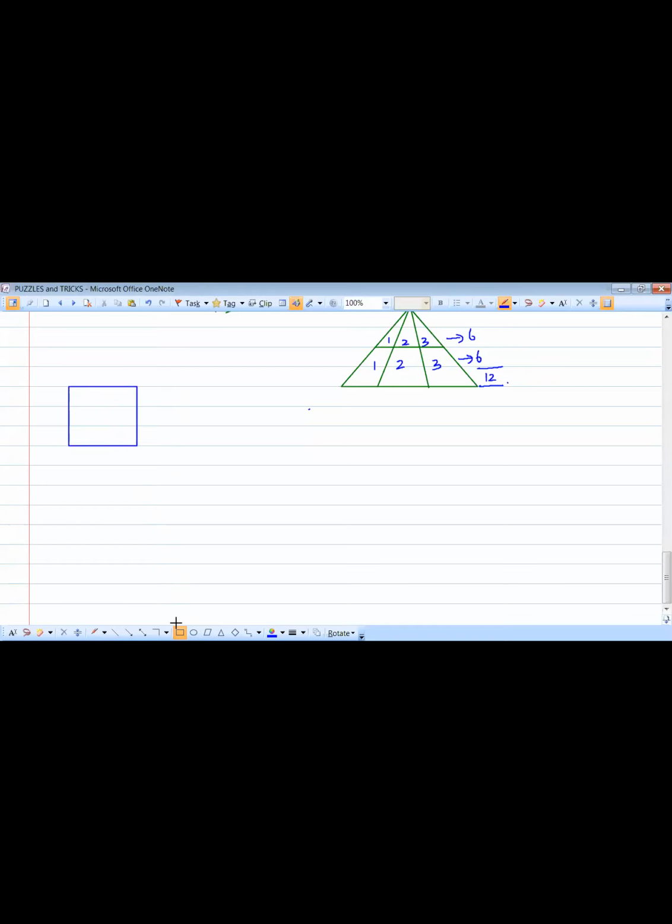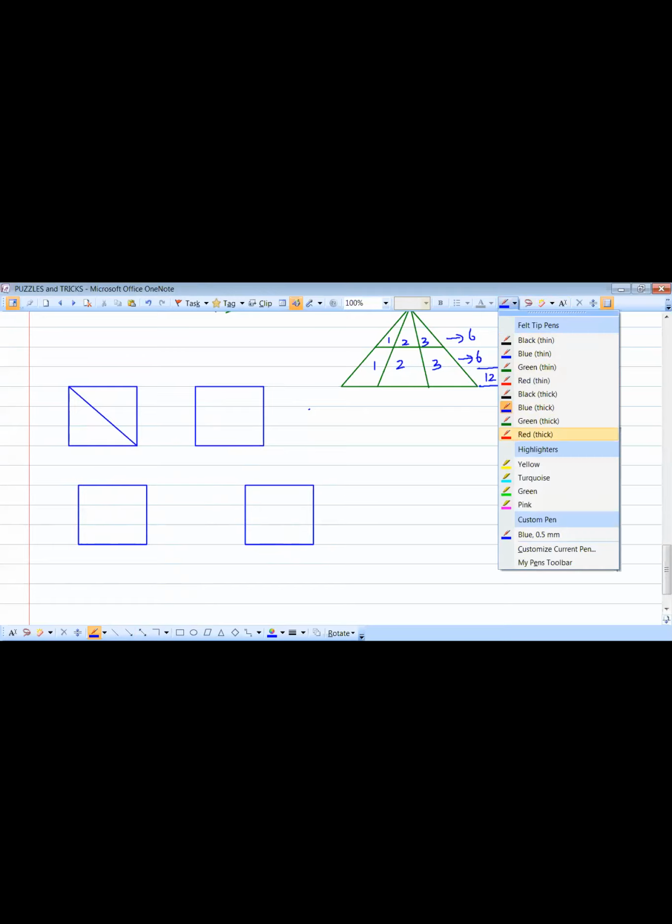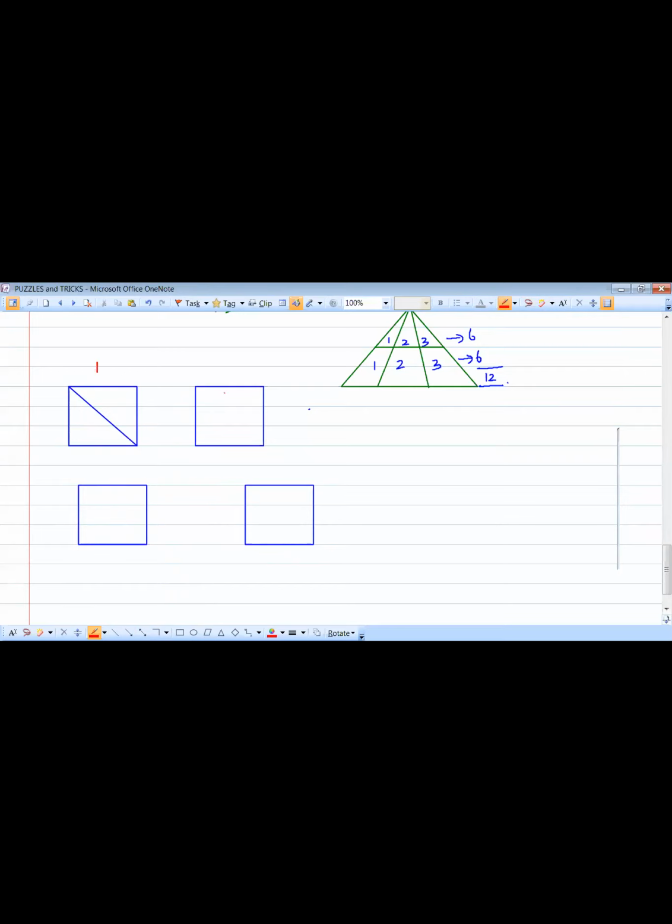Let me draw more figures. This is a square or rectangle. I will draw some more lines also in between. Okay. So tell me, in the first diagram, how many triangles are there? Two triangles. Very good. So two triangles, one, and this is two.